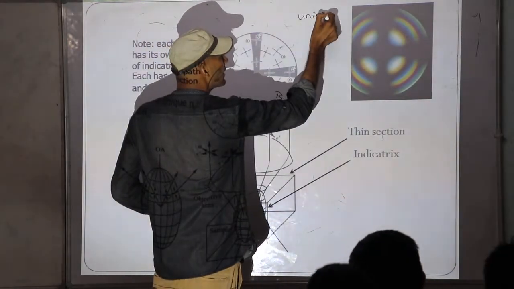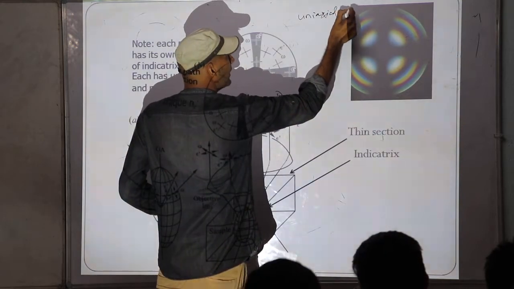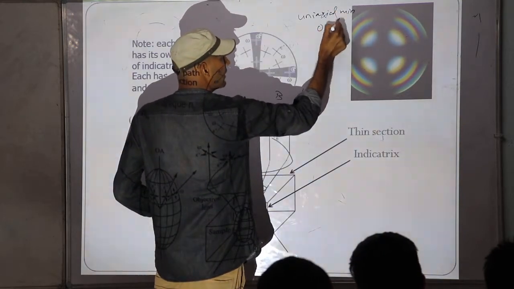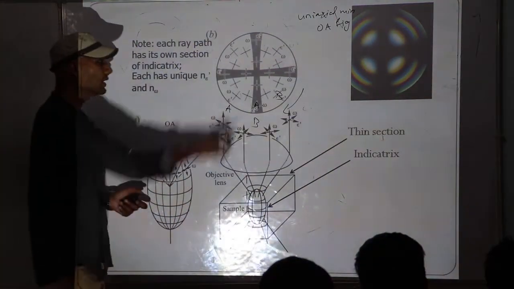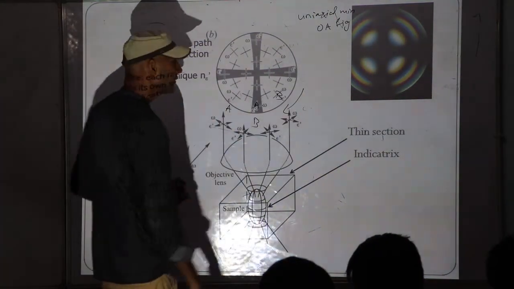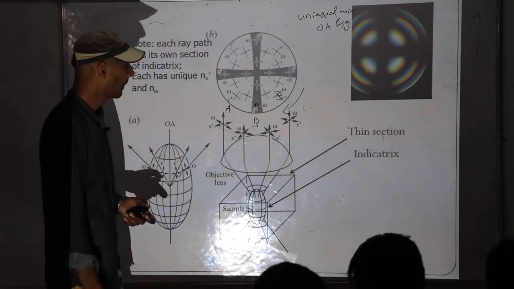In the case of a uniaxial mineral, when it is an optic axis figure, there is no change of position of the isogyre.